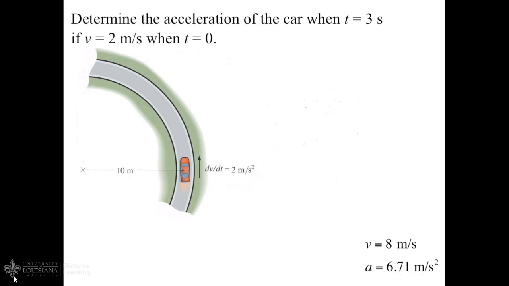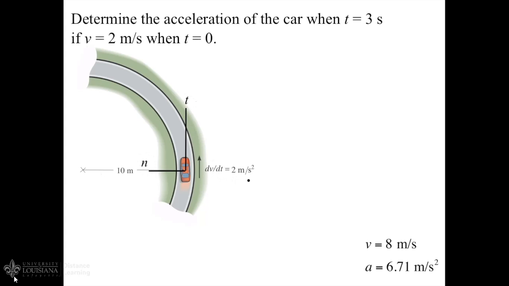All right, now consider this problem. Here we want to determine the acceleration of the car when the time t is 3 seconds. Originally, the car has a velocity of 2 meters per second. Notice that this is giving us our increase in speed as the car moves along the curve. Well, to solve the problem, we'll first set up our n-t axes. Do you see them? They go like this, don't they? T in the positive direction of motion, and n positive toward the center of curvature.